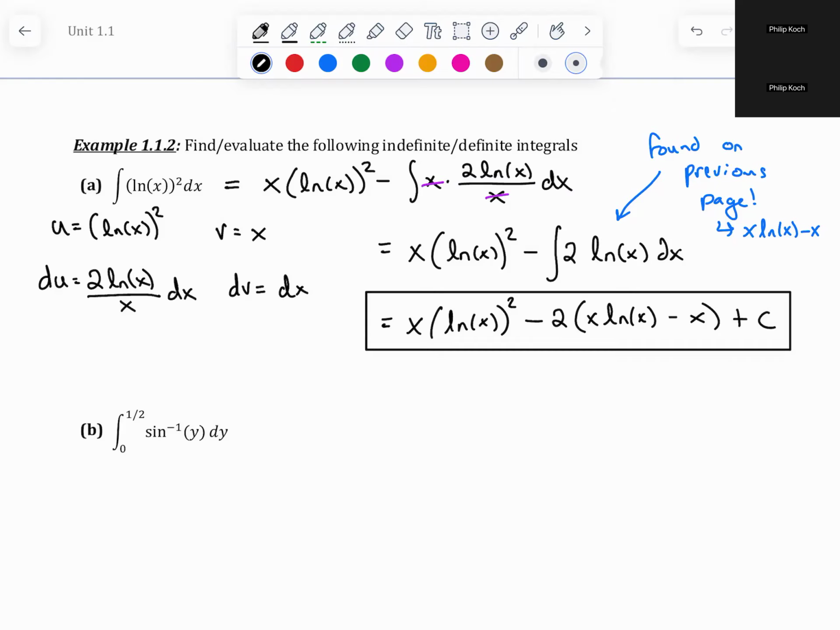So right now, if you've already finished, you should ask yourself what you think u and dv should be with this second one. And then see if you're right.